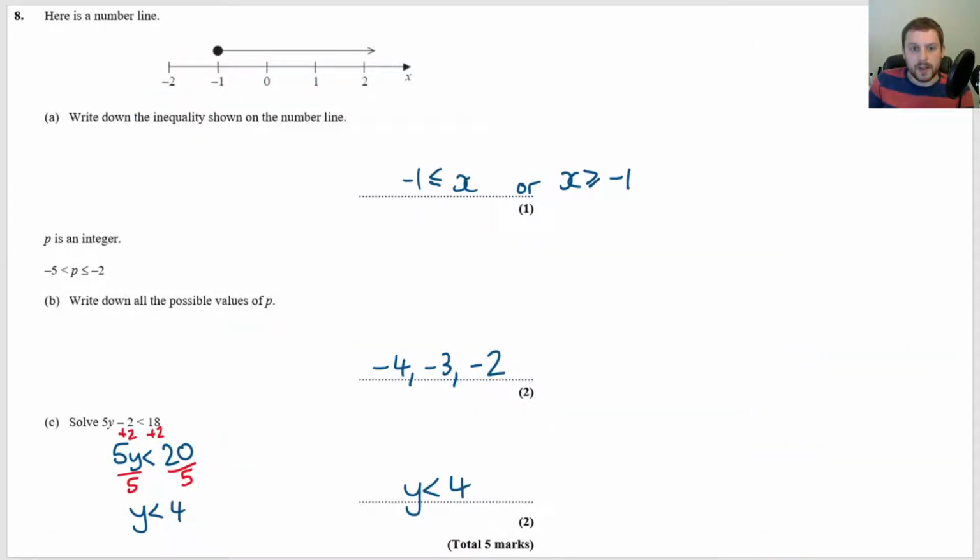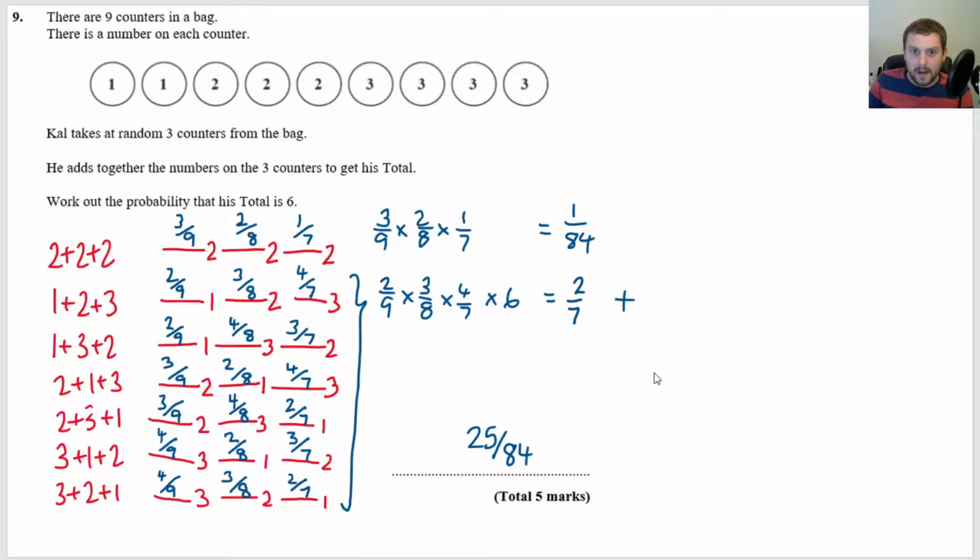Okay, so this is just inequalities and remembering what an integer is. I remember I made a little mistake here, so anyone can make a mistake, especially if you're rushing. So don't rush. That's the lesson there. Okay, number 9.